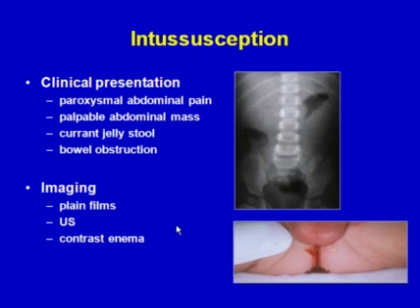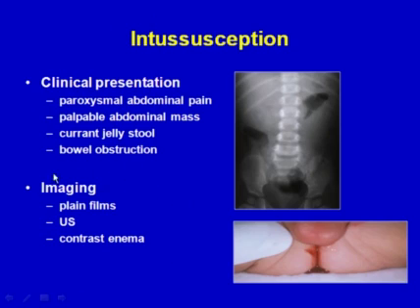Patients can present in a variety of ways. Classically, they present with paroxysmal abdominal pain, a palpable abdominal mass. They may have so-called currant jelly stool, and here's an example of that, due to ischemia of the mucosa with bleeding, and they may eventually develop bowel obstruction.